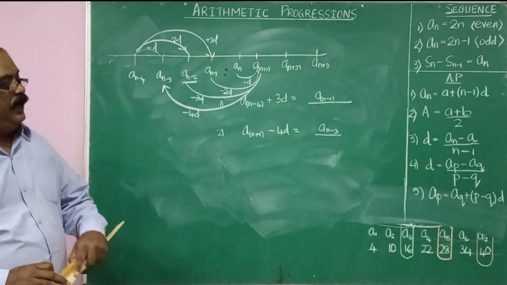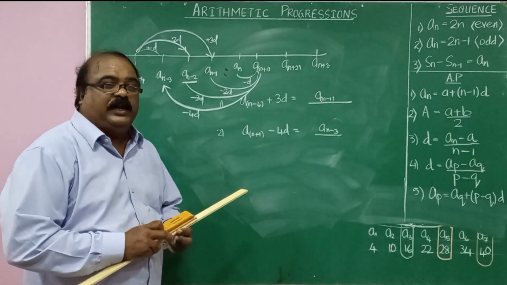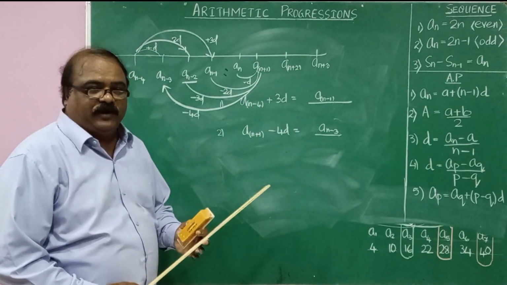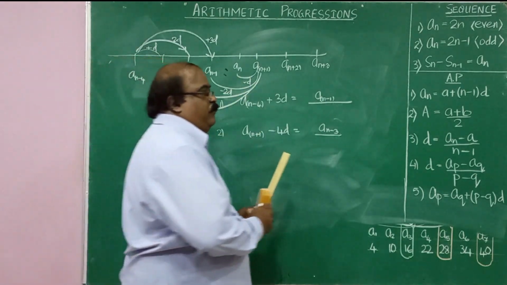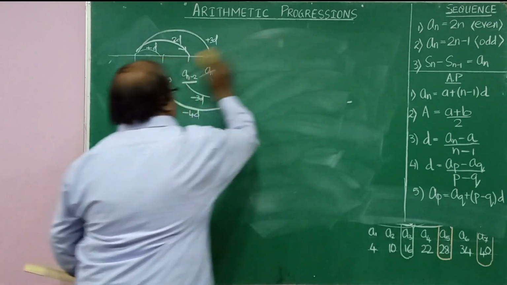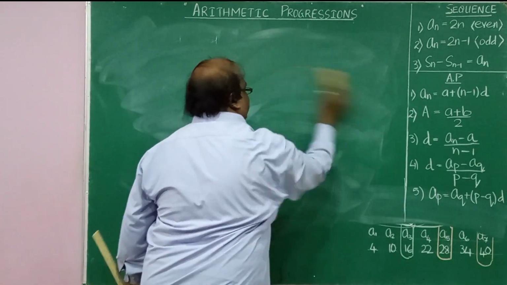I have taught you so far 8 formulas. Formula number 1, 2 and 3 dealing with sequence, and 5 formulas on arithmetic progression. Now let us solve a few sums dealing with the formulas that you can see on the right hand side of the board. Take the first question.